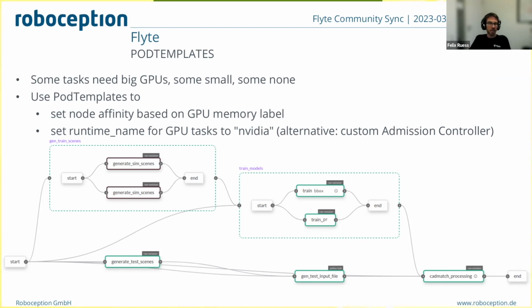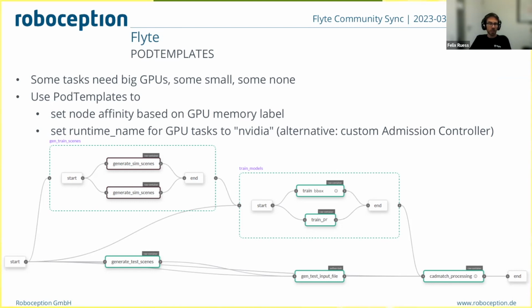And the idea is, since we already have Kubernetes labels telling us, for example, how much GPU memory is on a specific node, we use that to tell small tasks that need less GPU memory to prefer running on small GPUs, and some others will then require a bigger GPU. And also we need to set the runtime name for GPU tasks.